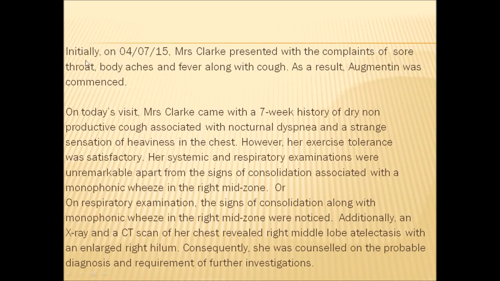Initially, we will mention the first visit with date. We will write like, initially on, Mrs. Clark presented with the complaints of sore throat, body aches, and fever along with cough. As a result, Augmentin was prescribed. Okay, so in this way we will mention our visit.